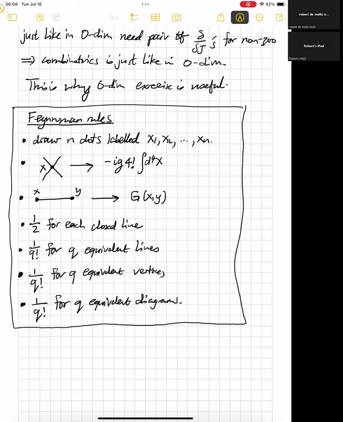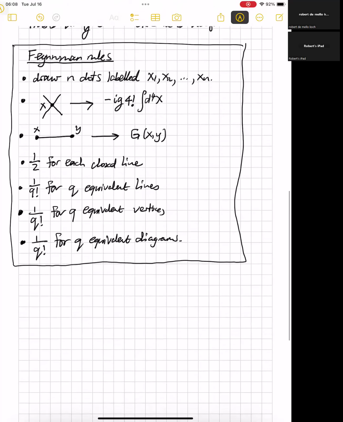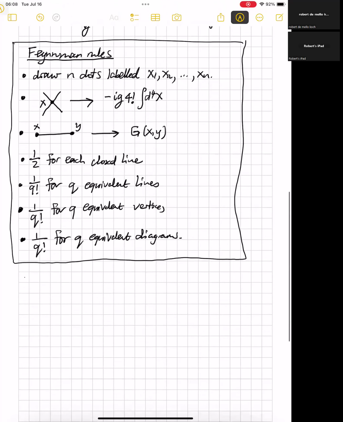Good. Okay, but we've got the Feynman rules. So now, just like we did in naught dimensions, we can start to write down some Feynman diagrams. So let's start off. Let's say we want to calculate the time-ordered correlation function, phi of x1, phi of x2. Actually, you know what? Before we do that, let me just make one comment.